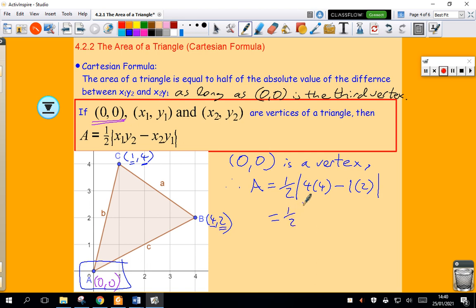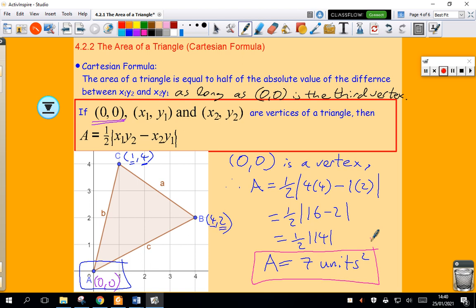So 1/2 of 16 subtract 2, which works out as 1/2 of the absolute value of 14. Remember, the absolute value of 14 is just 14. Absolute value is the distance from the origin, or the distance from 0. So 14 is 14 units from 0. Half of 14 is just going to be 7 units squared. So the area of this triangle is going to be 7 units squared. Okay? The area of the triangle is 7 units squared. The formula works because 0, 0 is a vertex.